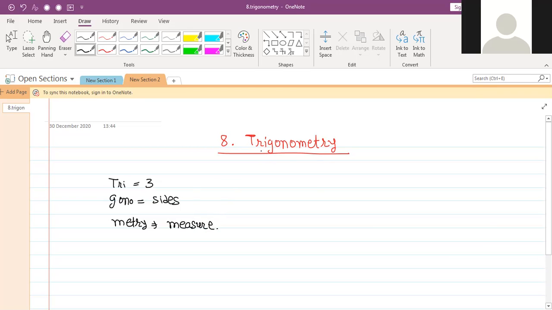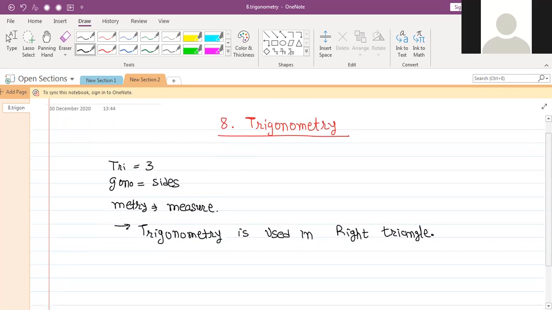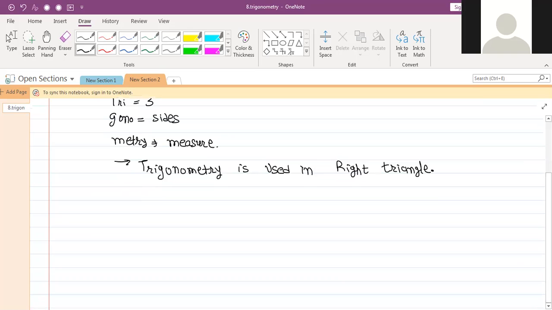Now, trigonometry is only applicable for right angle triangles. Trigonometry is used in any kind of right angle triangle. We have different kinds of right angle triangle. One is a simple right angle triangle, and another one is an isosceles right angle triangle. We have two types of right angle triangle.